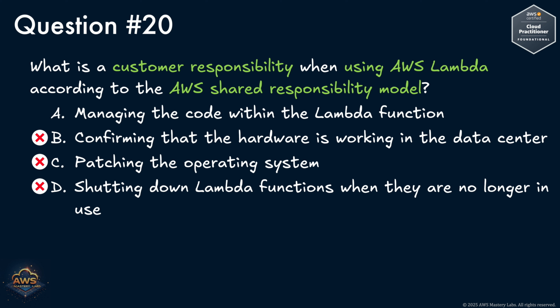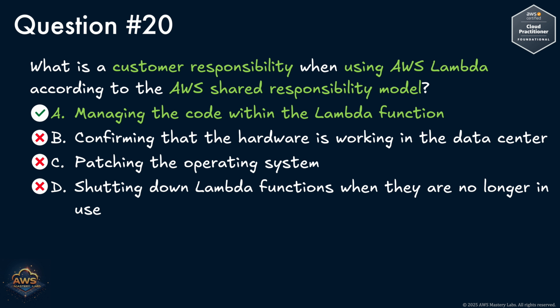Option D, shutting down Lambda functions when they are no longer in use. Lambda is designed to be event-driven and ephemeral. You don't need to start or stop instances. AWS handles the life cycle of Lambda invocations. When the function is not being triggered, it's effectively off and not consuming resources. Incorrect, because customers don't need to manually shut down Lambda functions. AWS manages function execution. Option A, managing the code within the Lambda function.